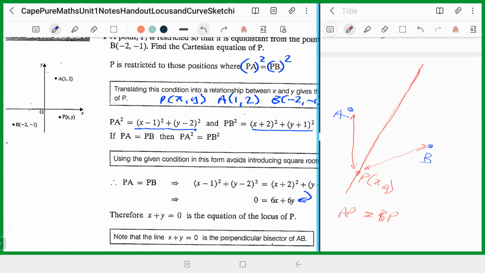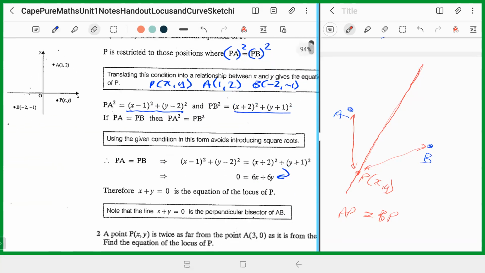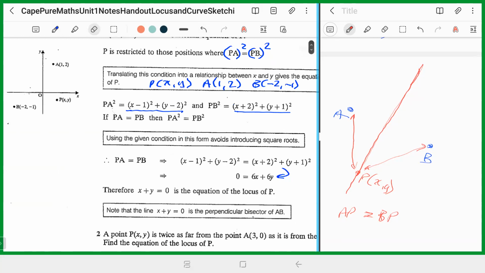And it passes through the origin. That line. That's a better line. And if you notice, that's what they have said. It reduces to this, x plus y equals 0, right? So note that the line x plus y equals 0 is the perpendicular bisector of AB, as I've said. But do you understand that so far? Better go with that? Yes, yes.